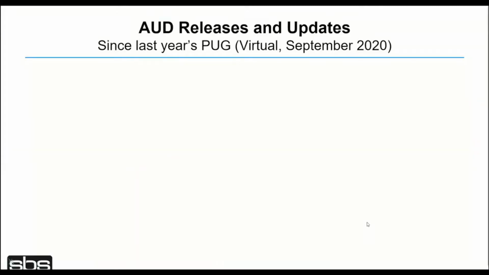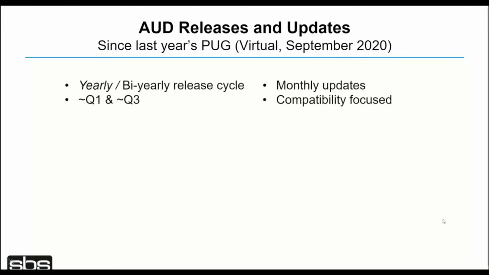So first, we're just going to review what releases have come out generally in the last year and since the last PUG. The last time was held in September of 2020. We're staying on a yearly or bi-yearly release cycle. The 8.3 release has had a lot of stuff put into it, and so we've really been on more of a yearly release cycle this last year, but likely to move back into a bi-yearly cycle in terms of the major releases. But we still are putting out monthly updates, roughly.